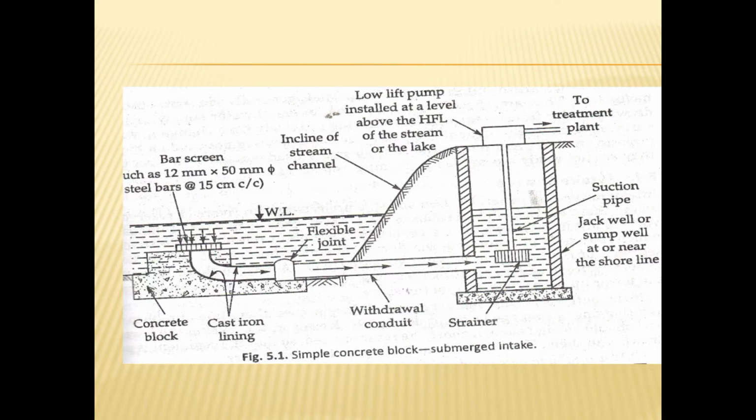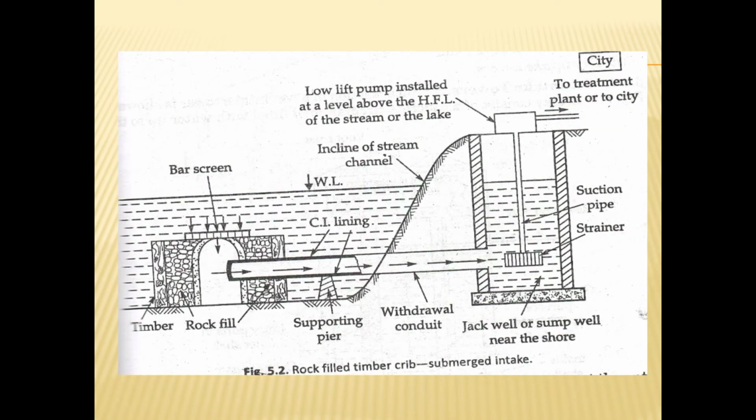This is a simple submerged intake. It is constructed with the help of concrete blocks. This is a rock-filled timber crib. The inlet portion of the pipe is covered with a rock-filled timber crib, so this type of intake structure is called a rock-filled timber crib submerged intake.